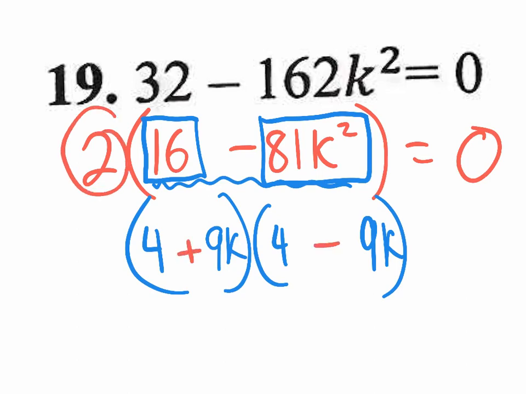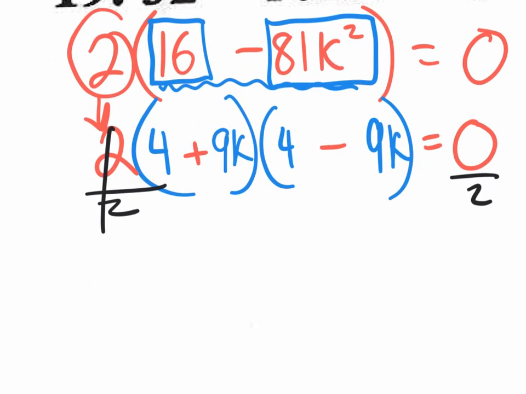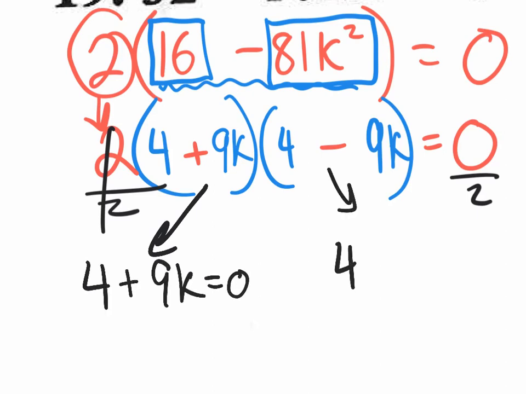Let's not forget about the original GCF of 2 that we pulled out. Now this is an equation set equal to 0, so now we're able to split them and solve. If you're thinking, what about this 2 right here? Because it's an equation, you could just get rid of it by dividing by 2. As long as you do it to the other side, it's still going to be 0 on the right side. So what we're going to do is split each of them. 4 plus 9k is equal to 0, and also 4 minus 9k is equal to 0.